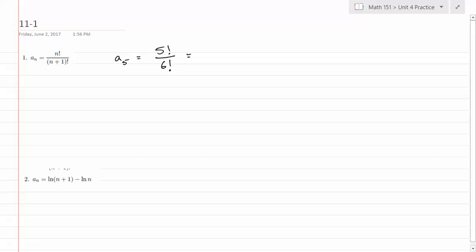Okay, and even more so, what is 5 factorial? It's 5 times 4 times 3 times 2 times 1. 6 factorial is the same thing, except it starts at 6. So you see, this is going to drastically reduce because the 5's cancel, the 4's cancel, the 3's, the 2's, the 1's cancel. This whole thing is just going to end up being 1/6. So a5, after you simplify it, ends up being 1 over 6.